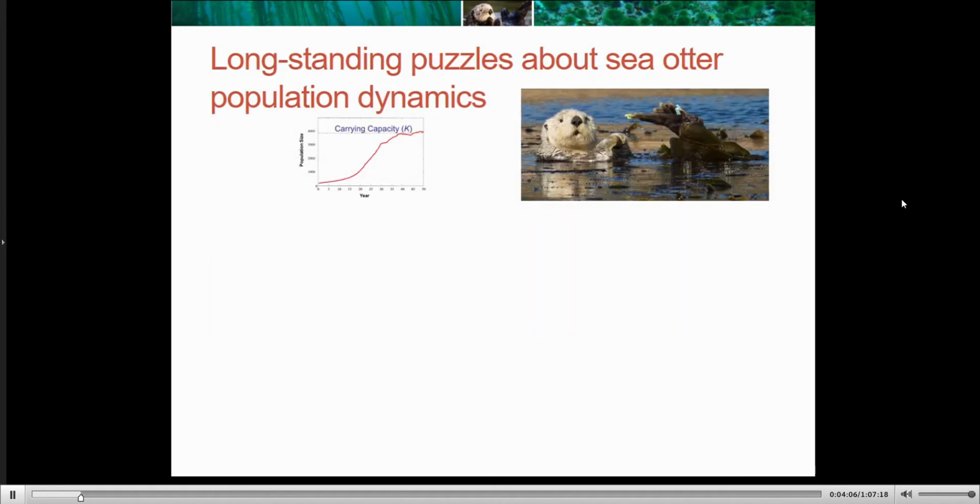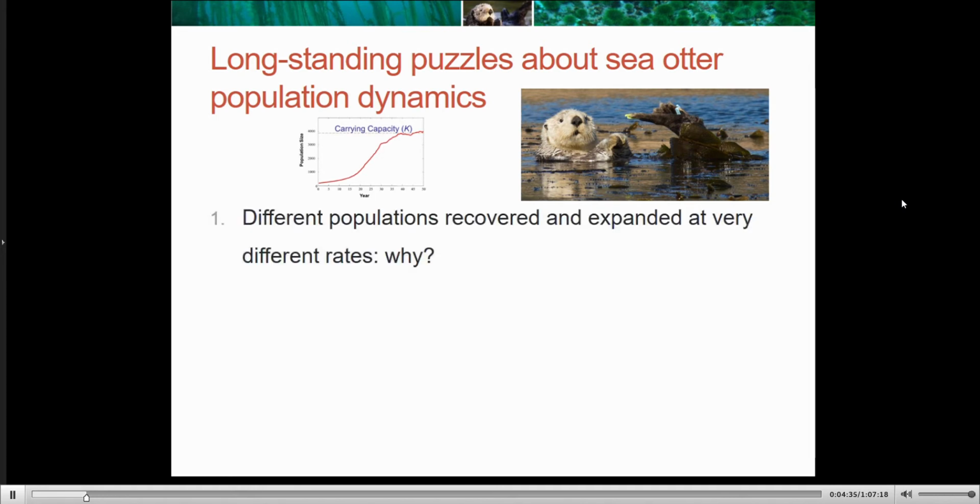So I'm going to talk to you today about several of these long-standing puzzles about sea otter population dynamics and their patterns of recovery in various populations. These are long-standing puzzles from the 1950s, 60s, 70s, and 80s, right through the present. A lot of research has been conducted trying to understand the answers to these puzzles. As you'll see by the end of the talk, we now understand that many of the hypotheses we had were fundamentally flawed because of our misunderstanding of the spatial scale of sea otter populations.